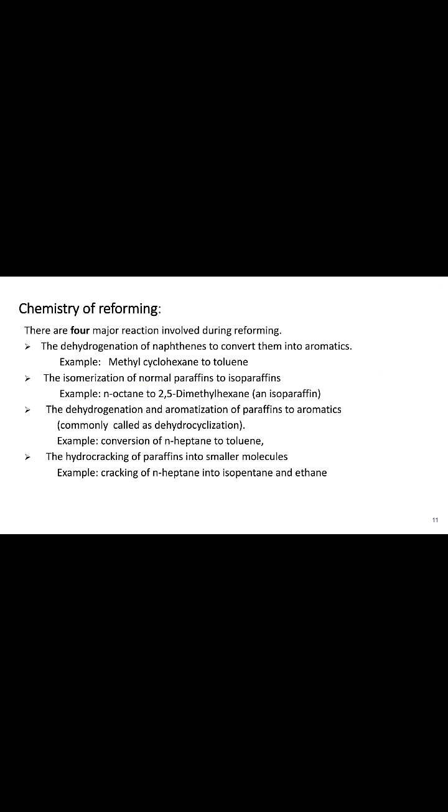Chemistry of reforming. There are four major reactions involved during reforming. The dehydrogenation of naphthenes to convert them into aromatics. Example, methyl cyclohexane to toluene. The isomerization of normal paraffins to isoparaffins. Example, n-octane to 2,5-dimethyl hexane, an isoparaffin.